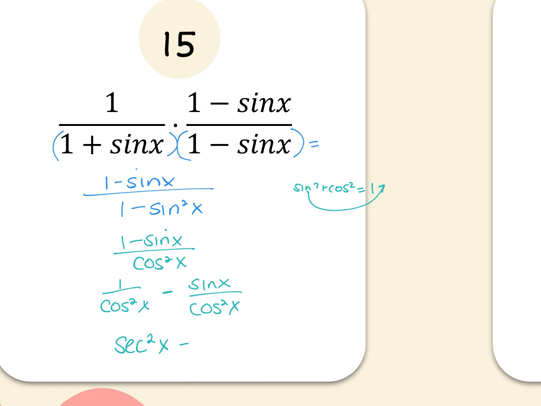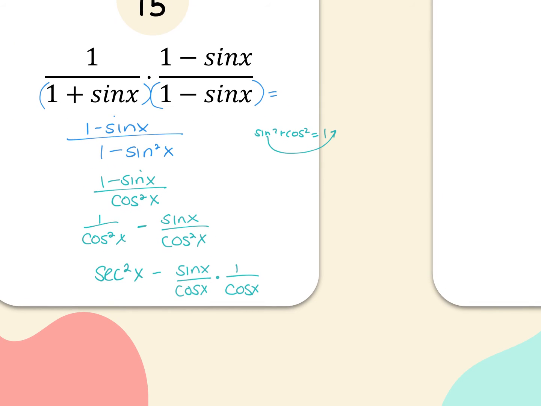And then I can separate this one out. I can make it sine of x over cosine of x times 1 over cosine of x. So there are two cosines in the bottom. As long as I keep it as a product, I can write them separately. So secant squared x is going to stay as it is. But what's sine over cosine? Tangent. And what's 1 over cosine? Secant.